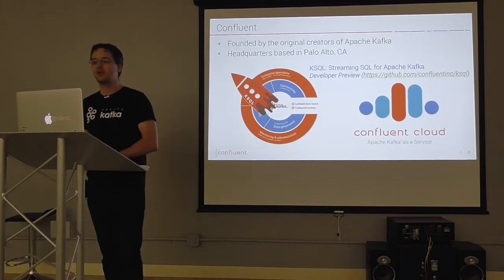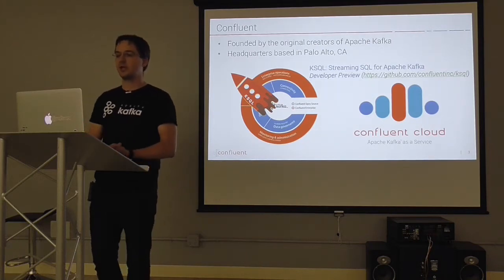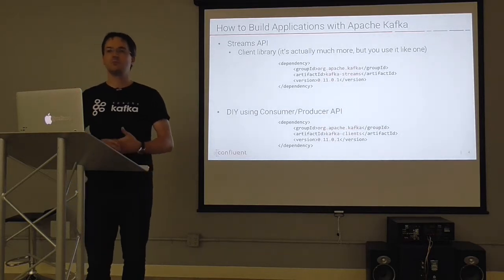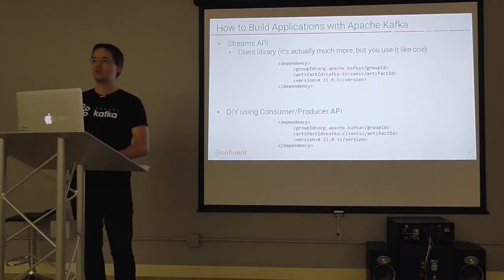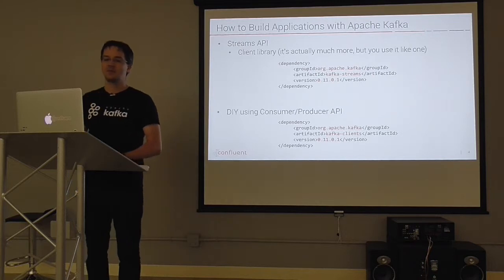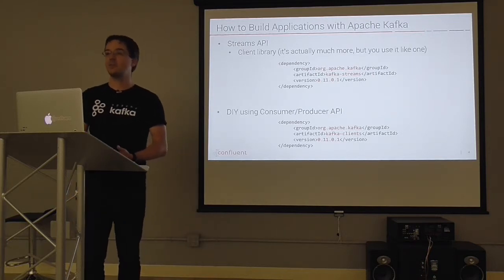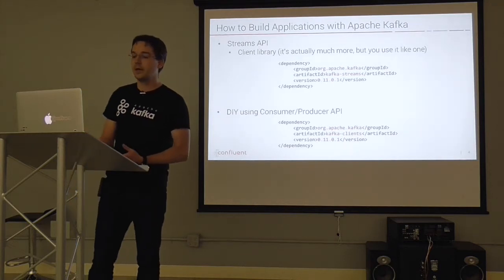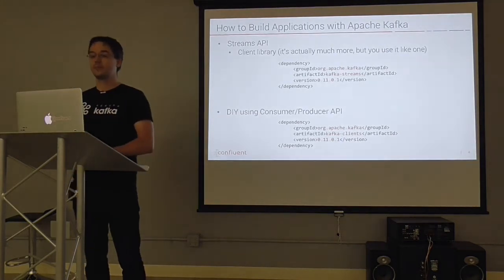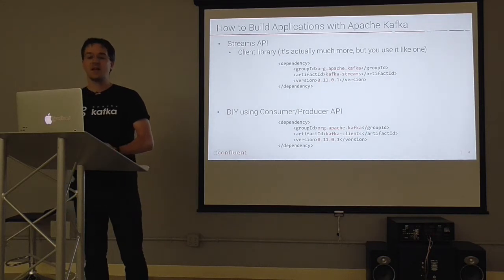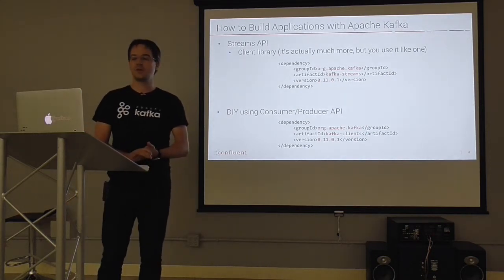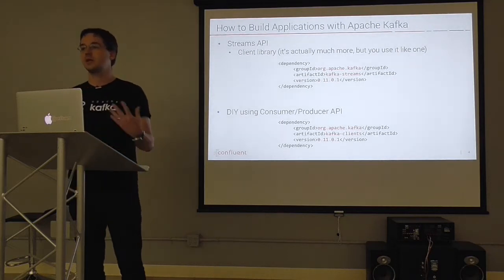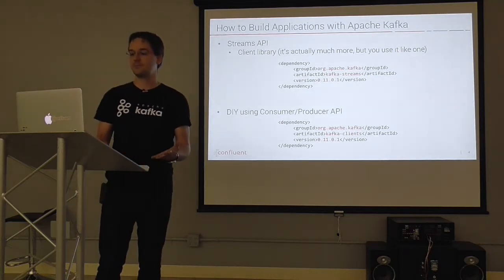So now coming to the topic, how you actually build applications with Apache Kafka. You have two main APIs you can use for that. One API I mentioned already is the Streams API. It's also called Kafka Streams. You might have heard of that. It's a client library. Actually, it's much more, but you use it as one because you include the library into your application code like any other library. There's no difference in that.